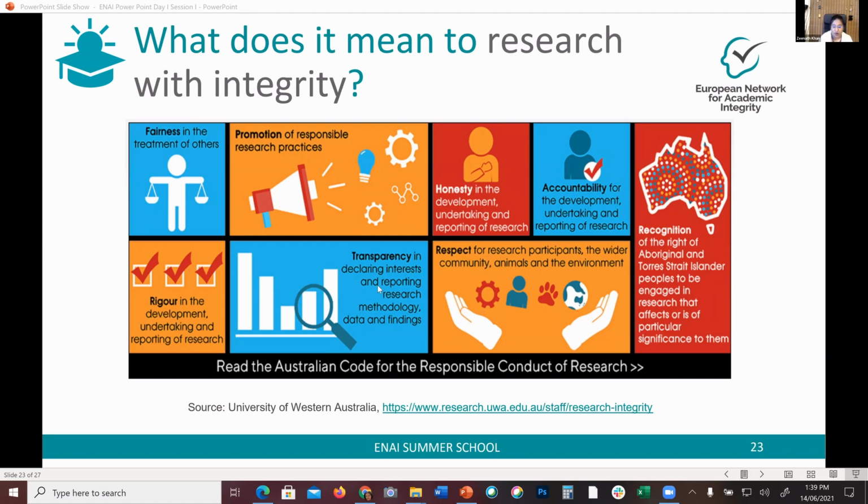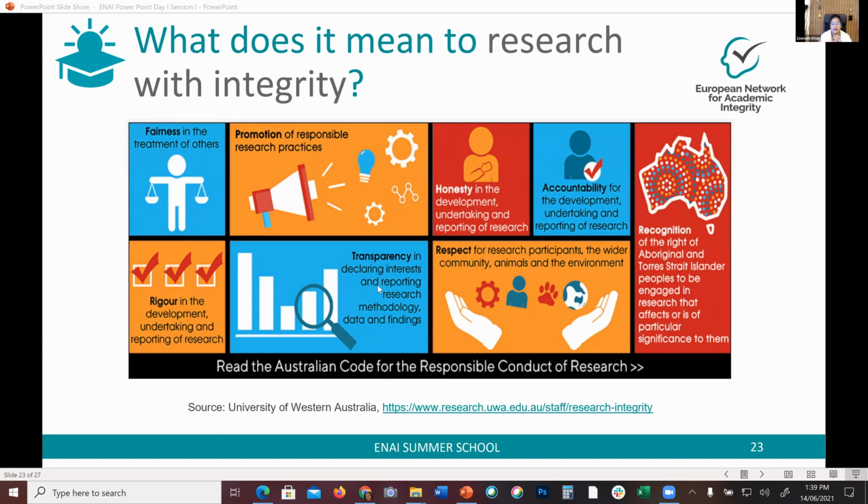So that gets added into the rigor of the development method that you have taken on. And then comes, of course, recognition, right? Recognition here, because this is the Australian Code of Responsible Conduct, talks about Aboriginal and Torres Strait Islanders, but it isn't just about them. It's wherever you are, whoever you are, and however you are situated, you recognize the sensitivity of the research that you're doing.